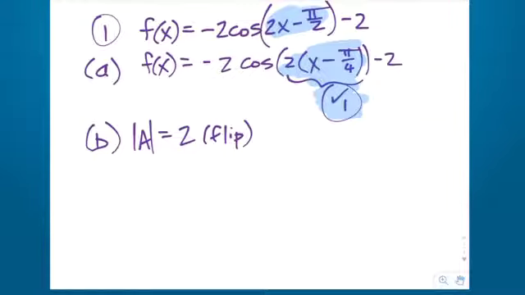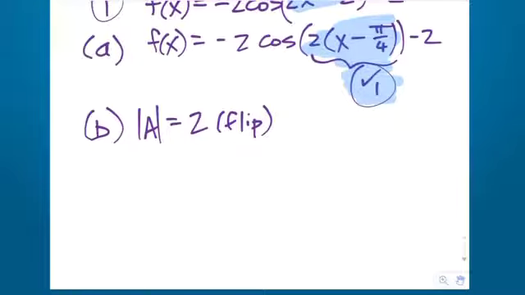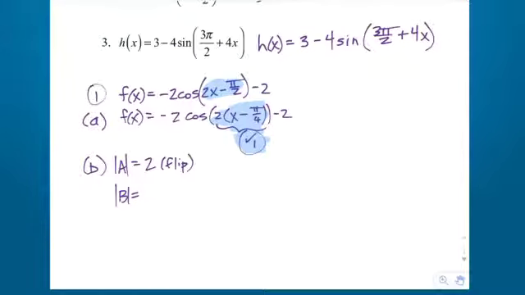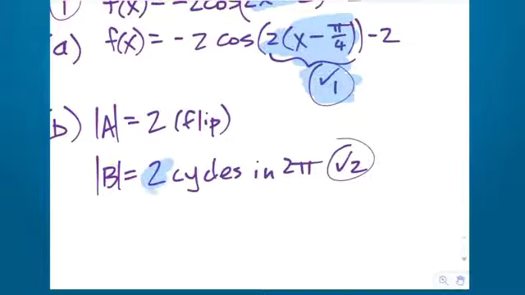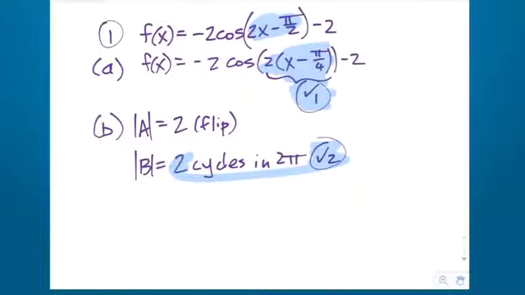Now, I didn't ask you for that, so what I asked you for was how many cycles do we have from 0 to 2 pi? That is the absolute value of B, which is what in this case? 2. So we have 2 cycles in 2 pi. So that'll be check number 2. That's fine. The reason on part B you can just put 2 is because I only asked one thing on part B. I just said, how many cycles in 2 pi? 2 would be the answer.